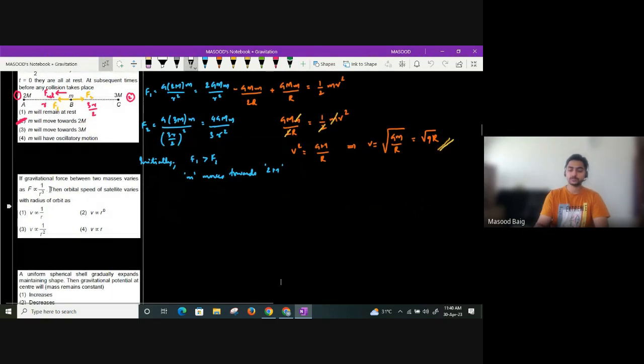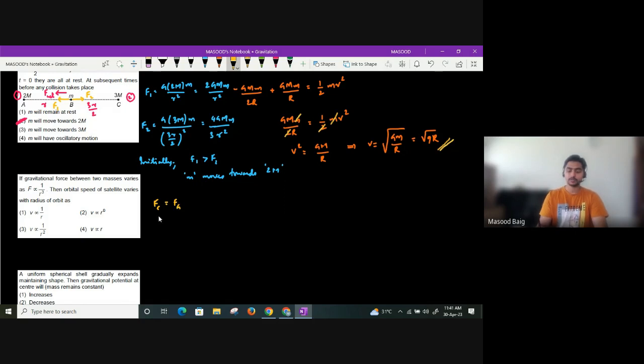Gravitational force between two masses varies as F is inversely proportional to r cube. Orbital speed of the satellite varies with the radius as what they are saying. Whenever an object is performing circular motion, satellite motion in a circular path, what should we have? Centripetal force. Who will provide it? Gravitational force. How will you write centripetal force? mv square divided by r. What is gravitational force here? It is inversely proportional to r cube.